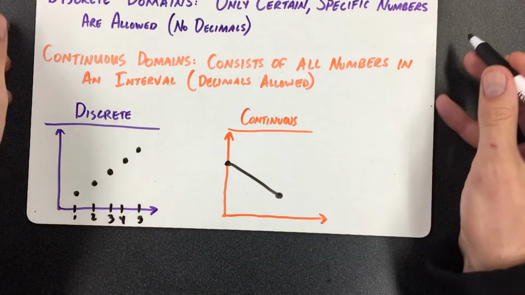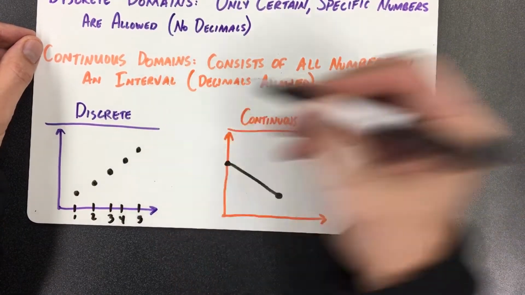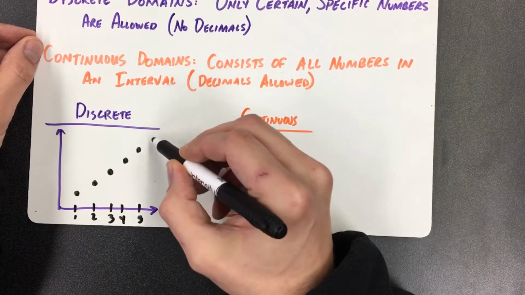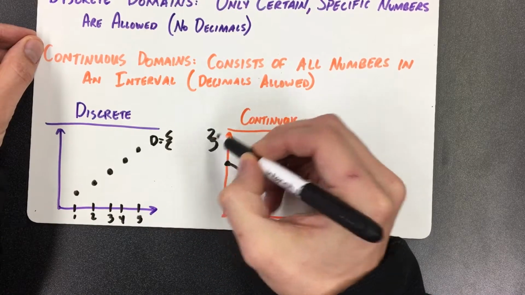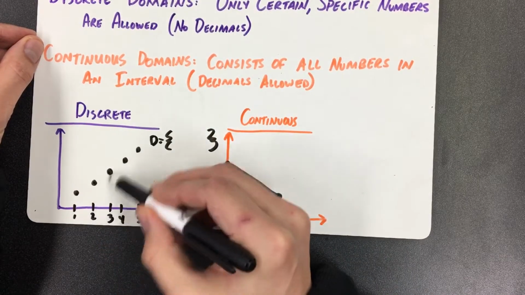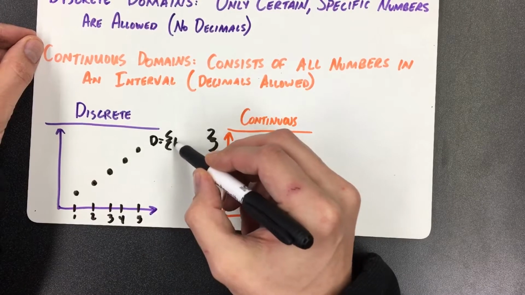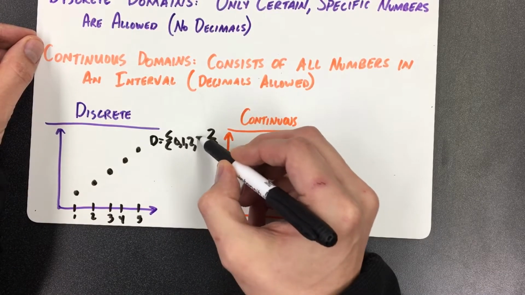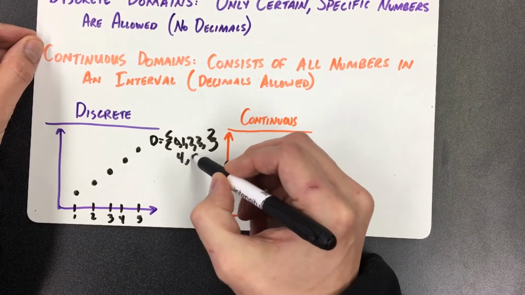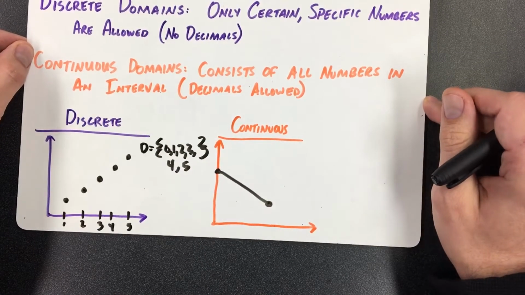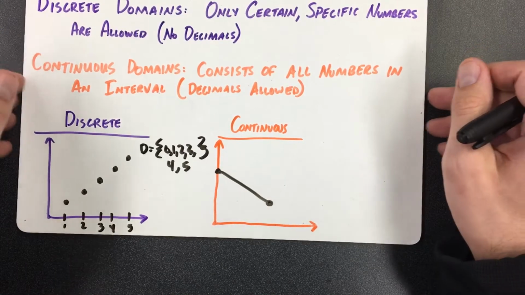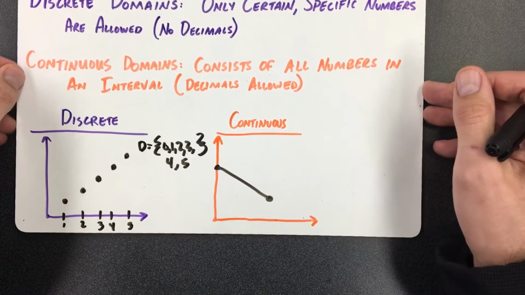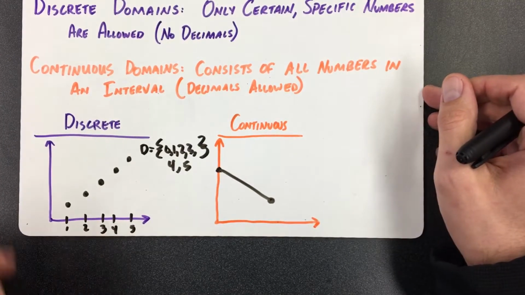If I asked you to describe the domain of this, I would say, okay, this is a discrete domain, and then the domain is only going to be, just like we saw in the video the other day, these specific numbers. The domain is going to be 0, 1, 2, 3, 4, and 5. Sorry, I ran out of room there. So whenever it asks you what is the domain and it's a discrete situation, it's only those specific numbers. Only those specific x coordinates, right?